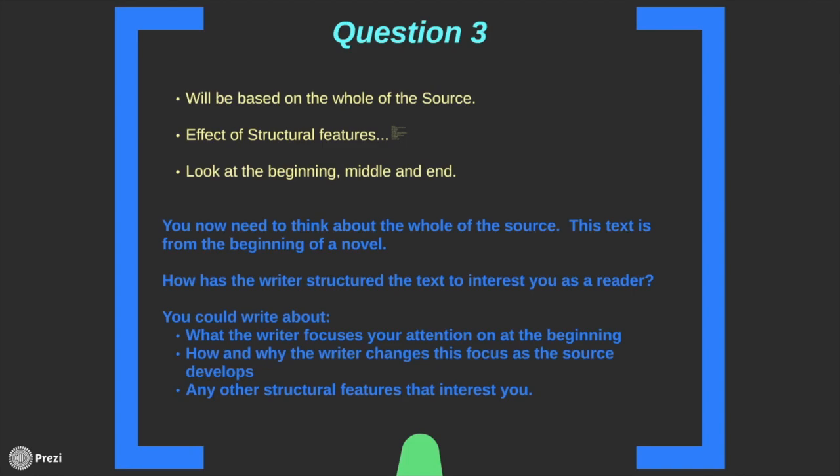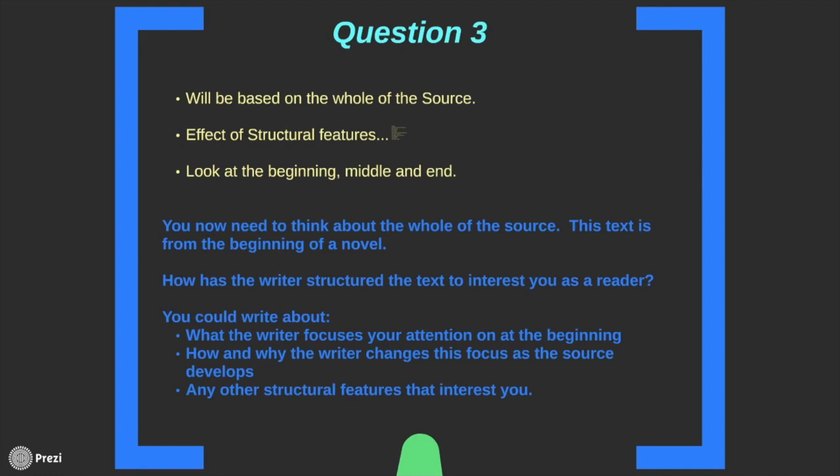The question I'm going to give you to revise today is this one. You now need to think about the whole of the source. This text is from the beginning of a novel. How has the writer structured the text to interest you as a reader? This is the general opening of the question, so expect to see something written like that for question three on paper one when you do your exam next year.